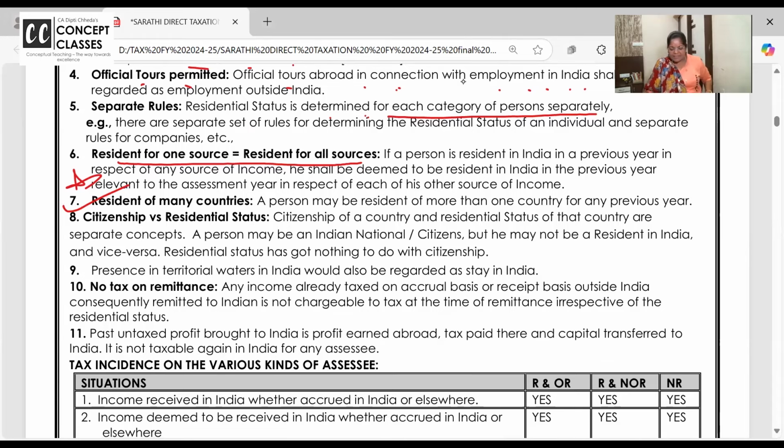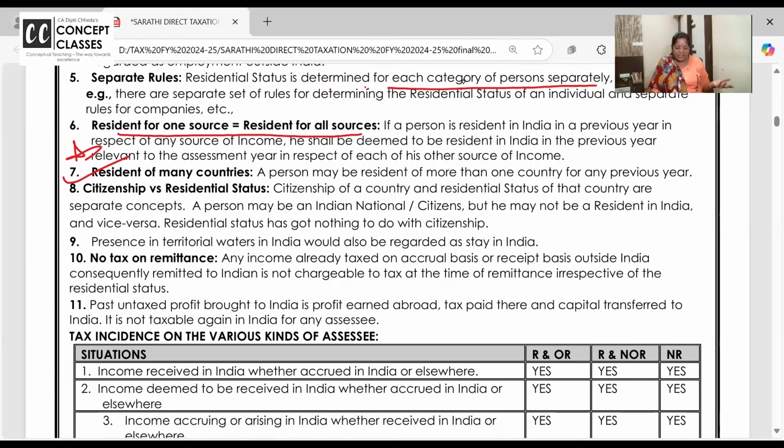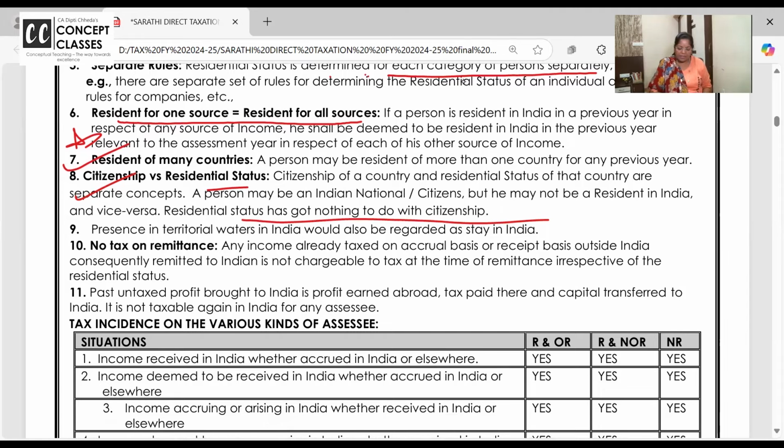Can a person be resident in more than one country? Yes, because every country's residential status rules are different. Citizenship and residential status have nothing to do with each other. Nothing to do with the citizenship. Presence in territorial waters of India is also regarded as stay in India.